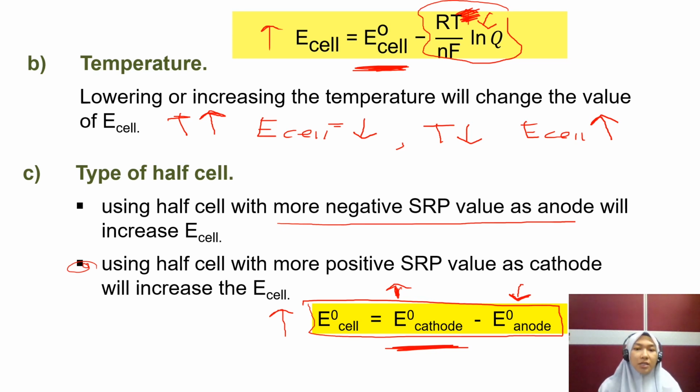So there are three factors affecting the E cell. The first one is concentration, the second one is temperature, and the third one is the type of half cell.